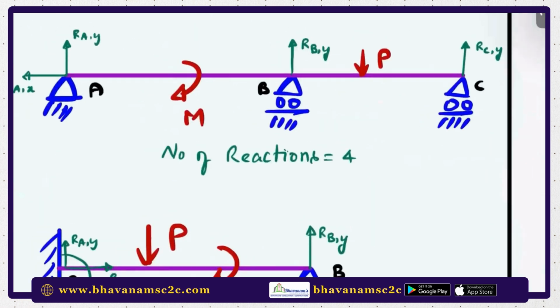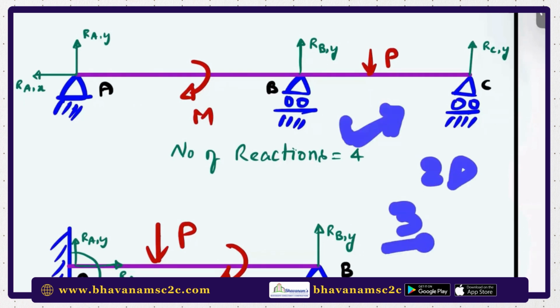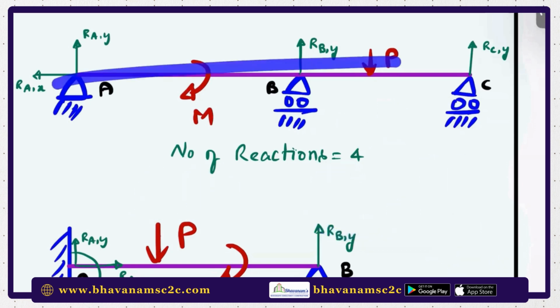Suppose you take this case, which has 4 reactions, but the engineering says, in a 2D case we have only 3 equilibrium equations. So 4 unknowns, but we got 3 equations. So one reaction cannot be found by simple equilibrium equations. Such beams are known as statically indeterminate beams.